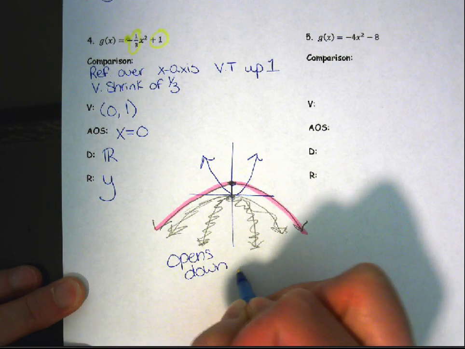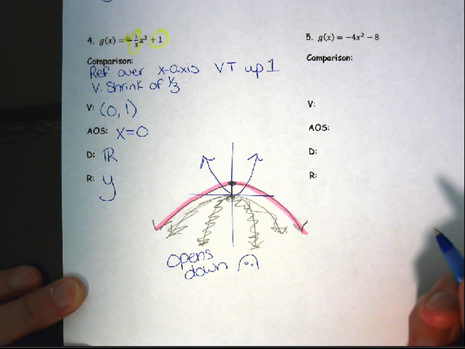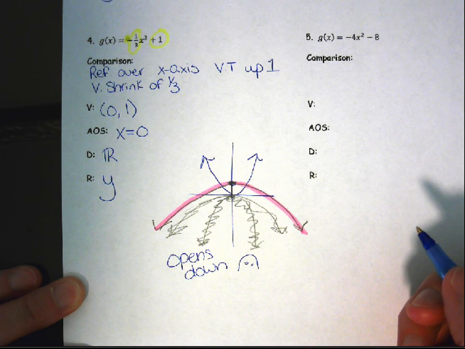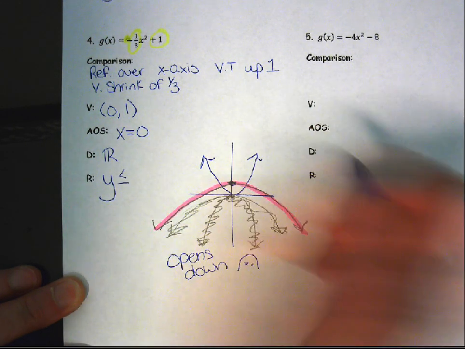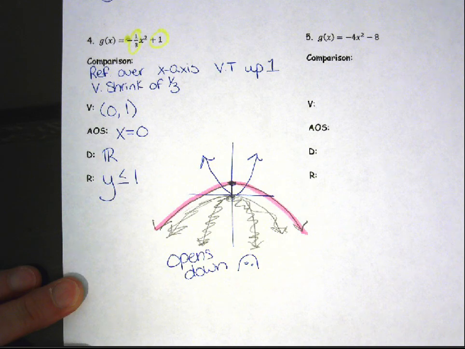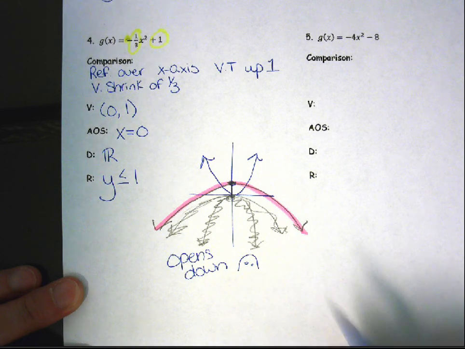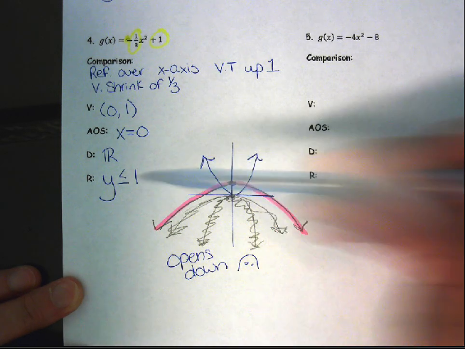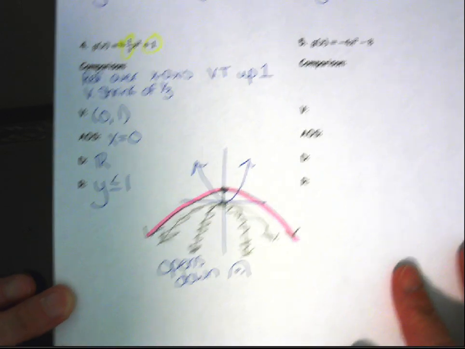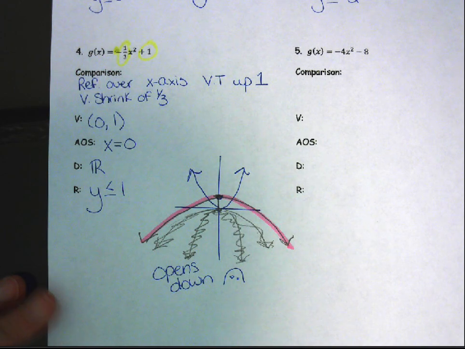So see how it's kind of going down? It's like a frowning face. Okay, so it's going down. So then this is going down, so we want it to be less than. So we want it to be less than or equal to 1. Okay? And again, notice x coordinate, y coordinate. So you really have to make sure that you are getting that vertex correct.